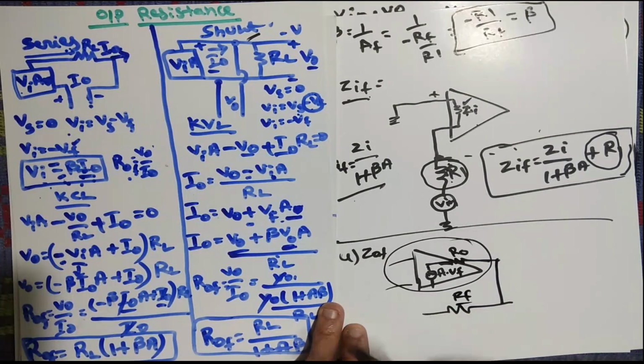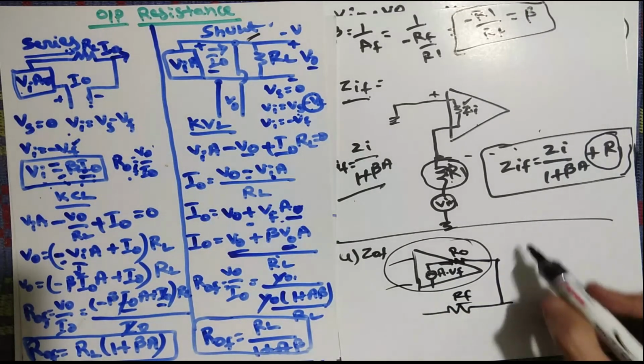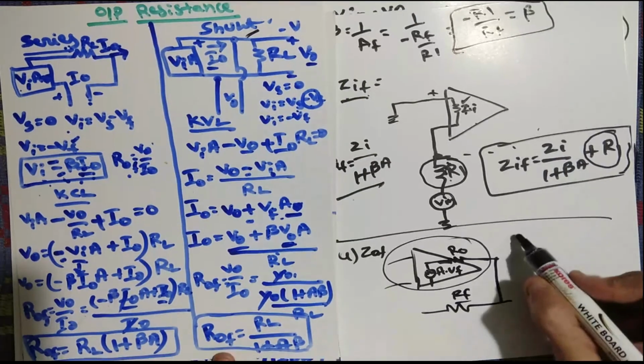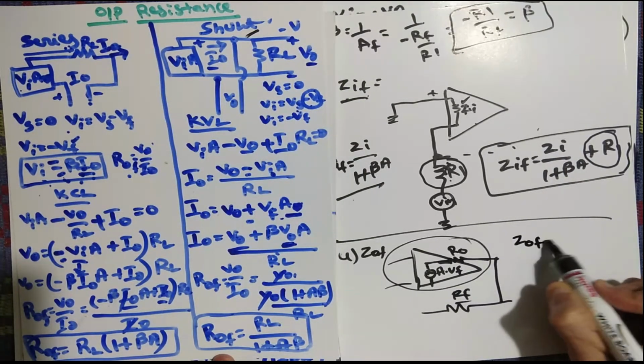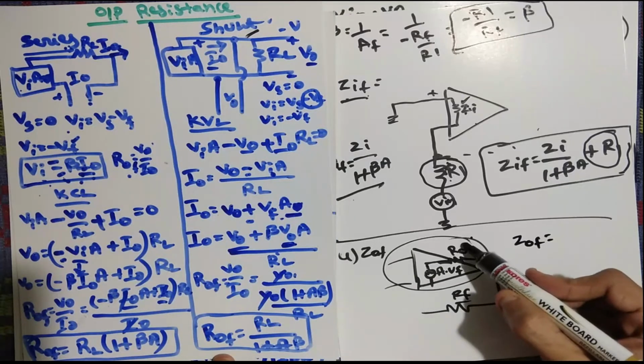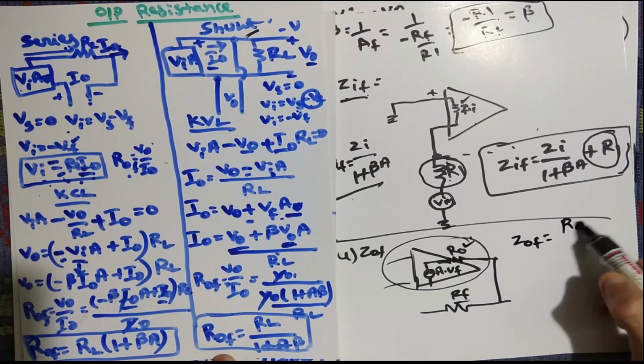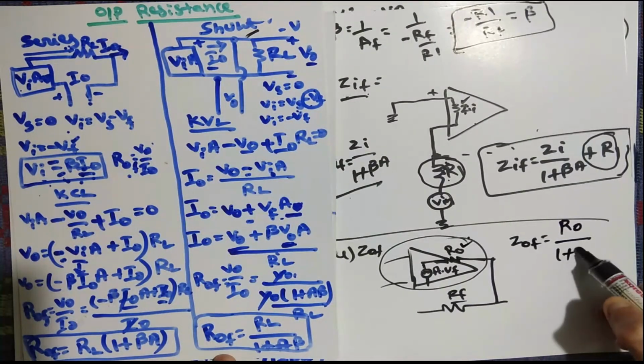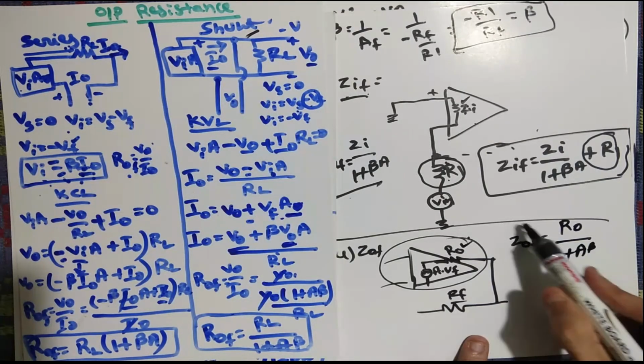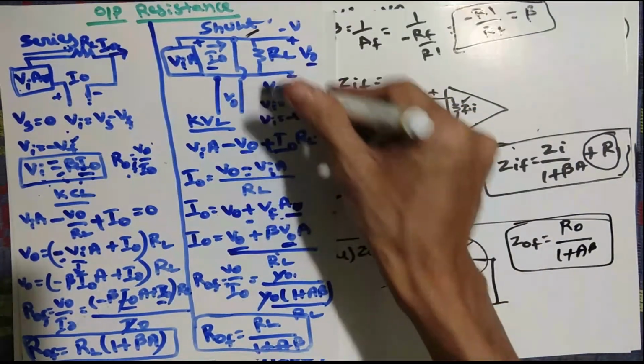Okay, anyway, here whatever input we can show. So ZOF, what we got from this portion, is nothing but RL. Here we are taking R0, you can take RL also. R0 divided by 1 plus A beta. So it is the very easiest method. The same derivation you can do.